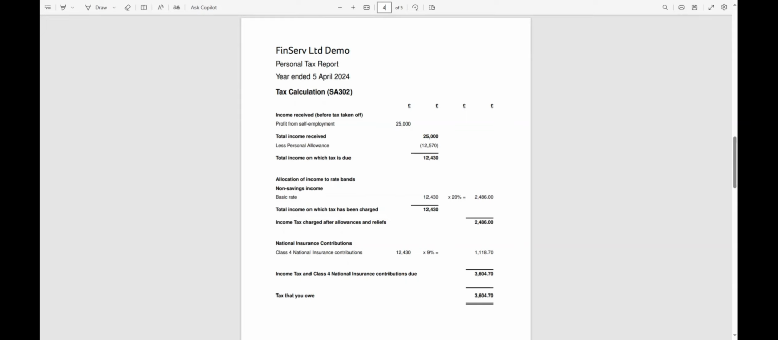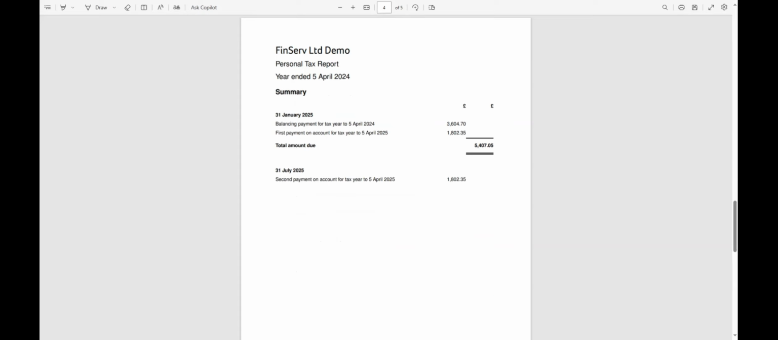£2,486. The total income on which tax is due is also subject to Class 4 national insurance contributions, which some business owners forget to factor in. So 9% of £12,430 is £1,118.70, which when added to the income tax due, results in tax owed for the 2023-24 tax year of £3,604.70.